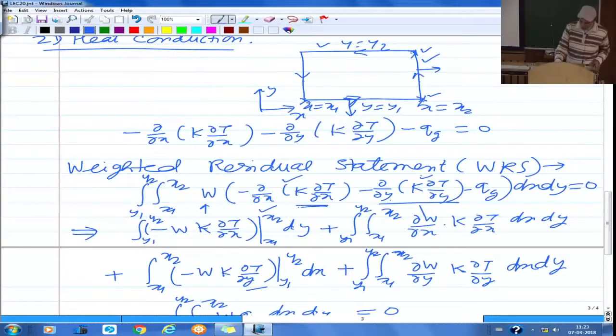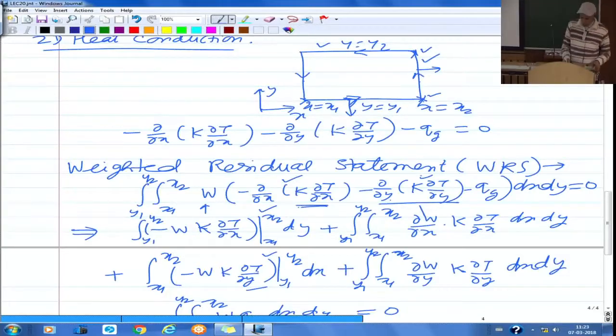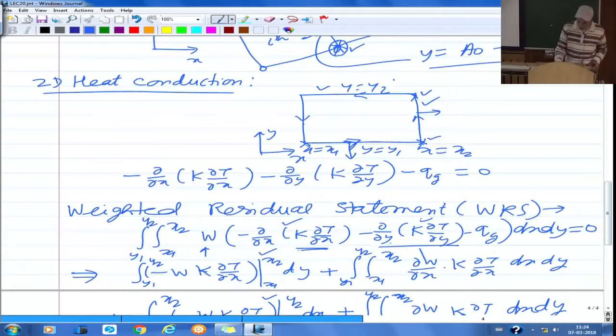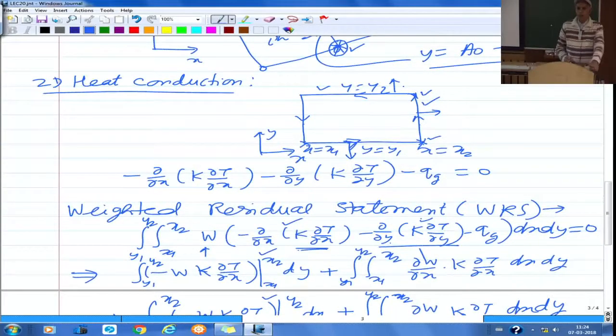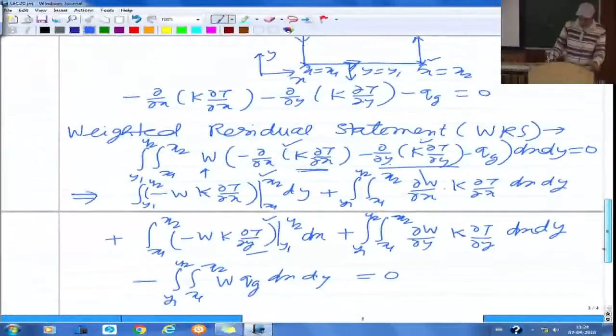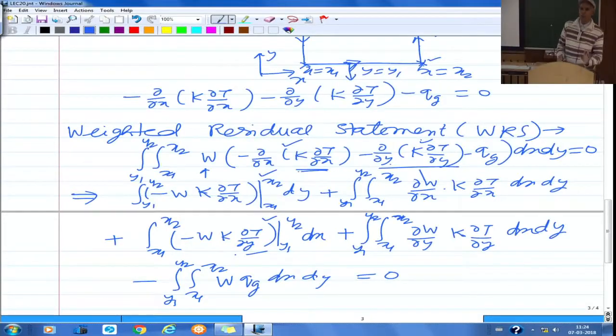So similarly, when you come to this boundary, that is y equal to y2, the boundary term sitting here is minus w k del t by del y evaluated at y equal to y2, with the integration from x1 to x2 dx. Now for this boundary the outward normal is along the positive y direction, so minus k into del t by del y gives me the heat flux along the outward normal to this particular boundary. So I can replace minus k del t by del y as qn.